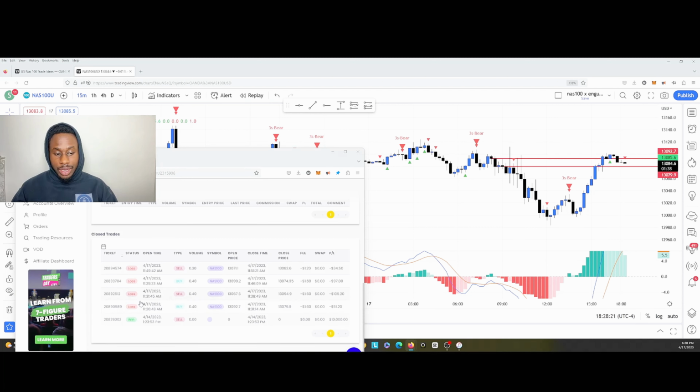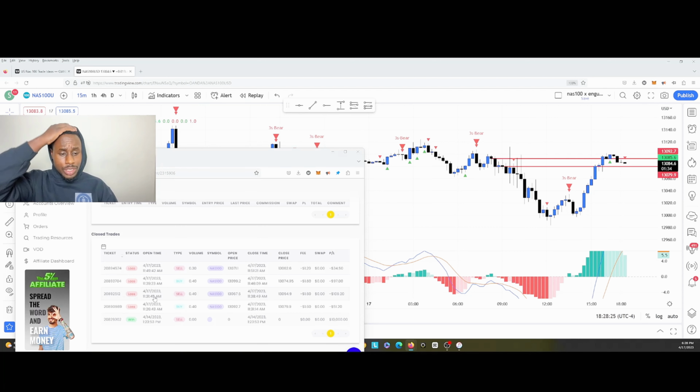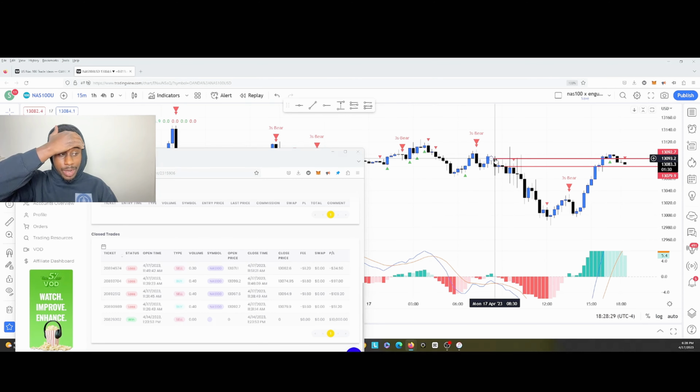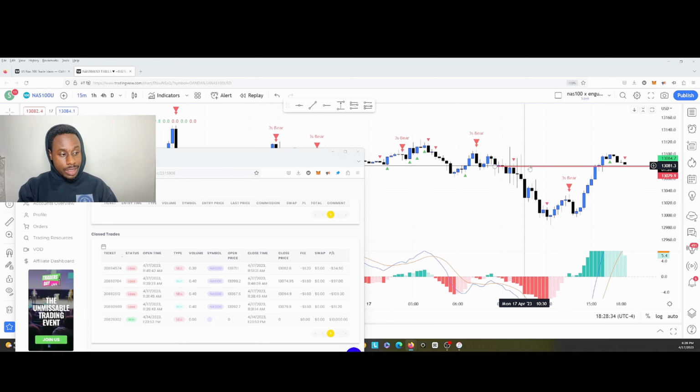So I entered, as you can see, within 30 seconds after that. Let me show you. That was to the sell side. So I entered to the buy side here, got stopped out there.